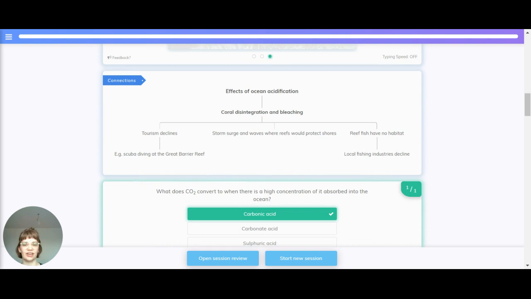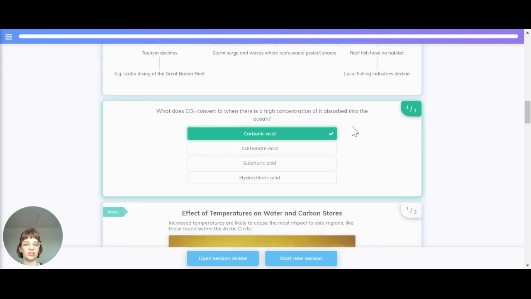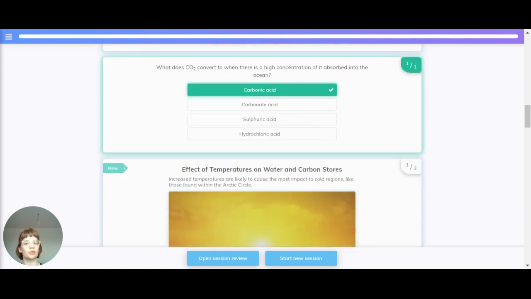So the effects of ocean acidification are coral disintegration and bleaching, tourism decline, such as scuba diving at the Great Barrier Reef, storm surge and waves where reefs would protect shores, reef fish having no habitat, and local fishing industries declining. What does carbon dioxide convert to when there is a high concentration of it absorbed into the ocean?